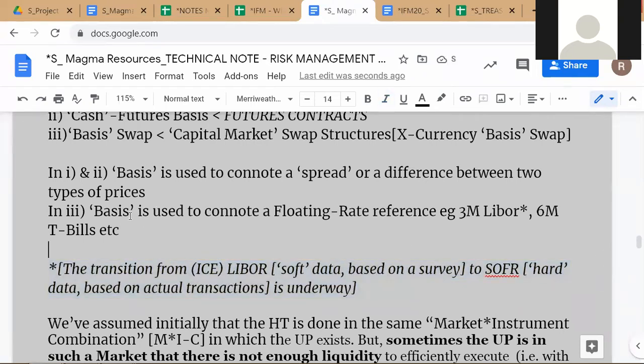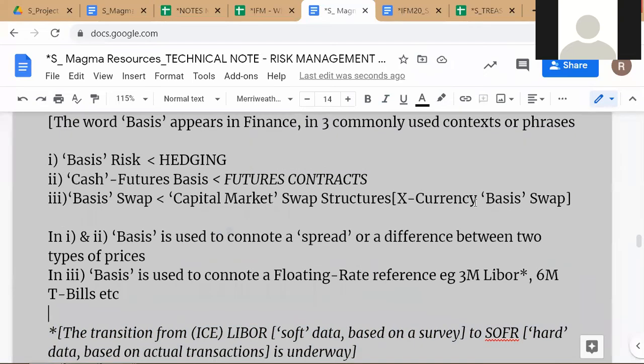That's one. So the basis is used to connote a floating rate reference, like 3-month LIBOR, 6-month treasury bills, etc. So when we say basis swap, it is used in the context of a basis swap. Later on, I'll show you the example of a basis swap, where you are swapping between 3-month LIBOR and 6-month bills. So you're changing your reference from 3-month LIBOR to 6-month treasury bills. So the word basis is obviously being used here to connote a floating rate reference. This is an atomic level rate, a floating rate level, atomic level price, like either 3-month LIBOR or 6-month bills, and you're swapping between this and the other.